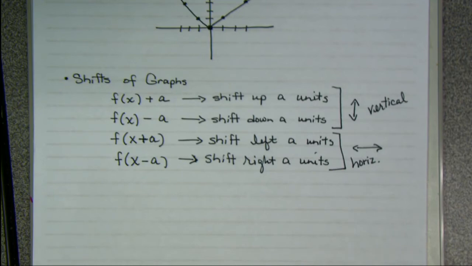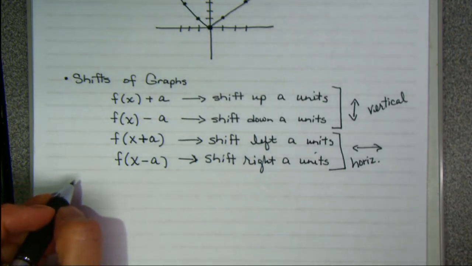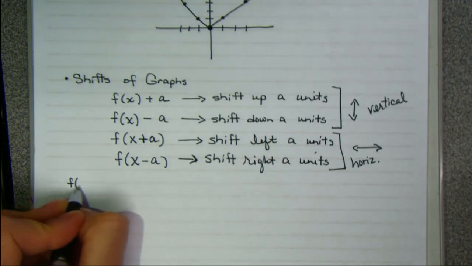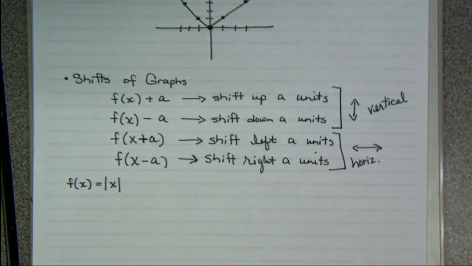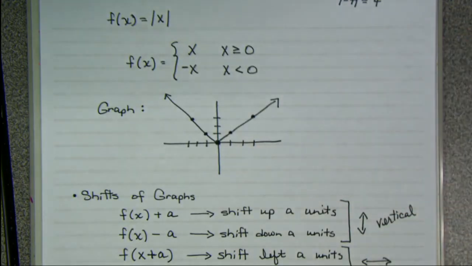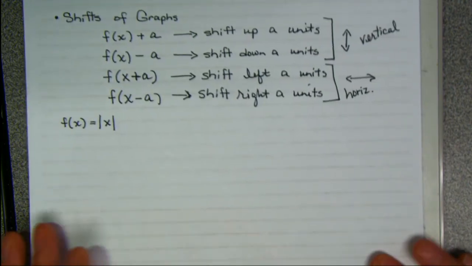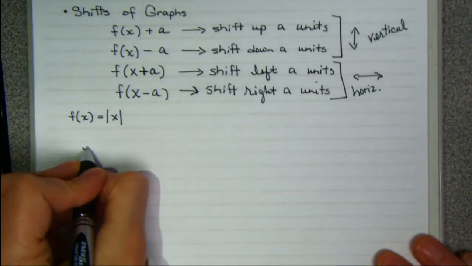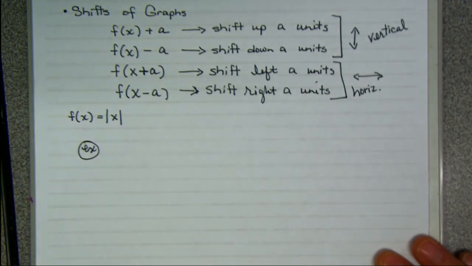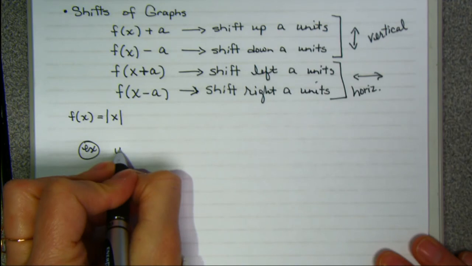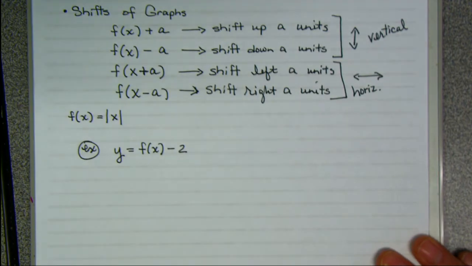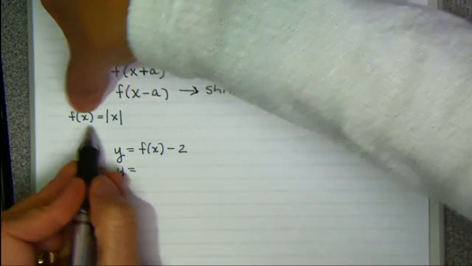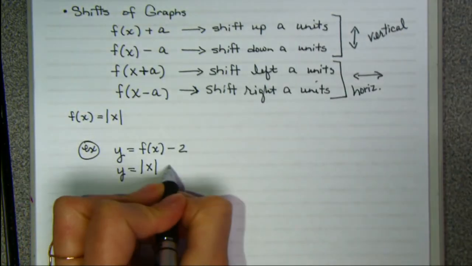Now, the function we had above was f of x equals the absolute value of x. So that is this graph here, okay? I'm not going to rewrite that graph. We're going to look at that graph with some shifts. All right, so here's one example. Suppose it told you to take y equals the function minus 2. Well, we know this function, so the function is the absolute value of x, minus 2.